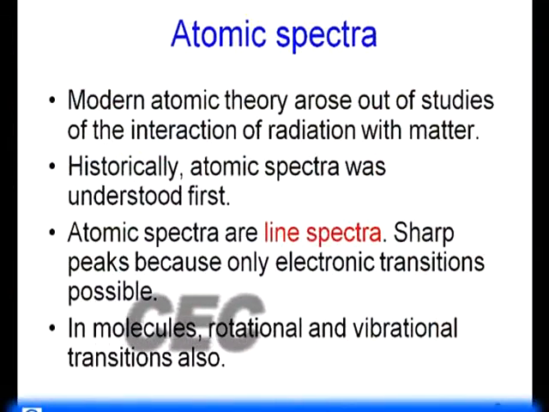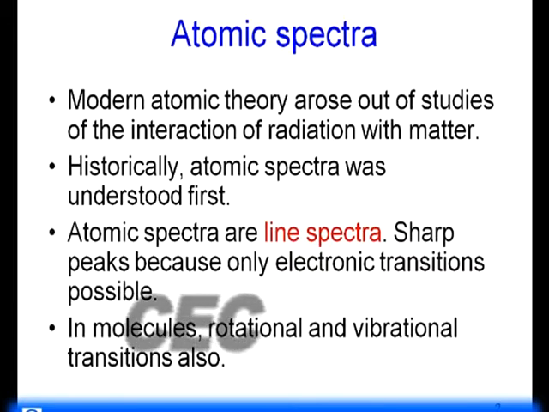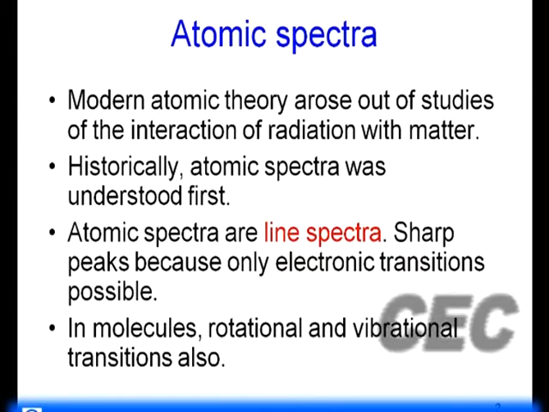In atomic spectroscopy, we only learn about the electronic structure and nothing else, because atomic spectra deals only with electronic energy levels. There cannot be any rotational energy levels, there cannot be any vibrational energy levels in an atom. So we'll only learn about the electronic energy levels.